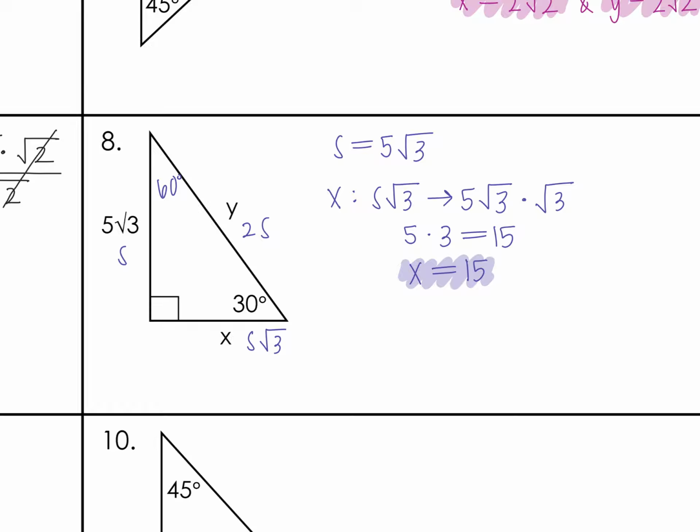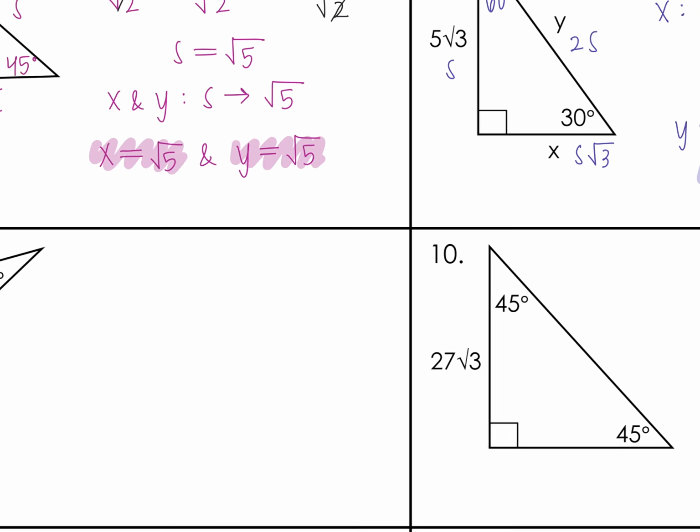Then for y, we have that y is 2s. So we are going to take 2 times that 5 root 3, and we are going to get 10 root 3. Okay, once again, outside numbers only multiply to the outside.